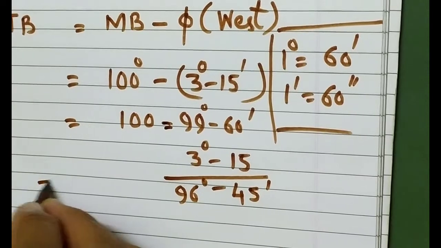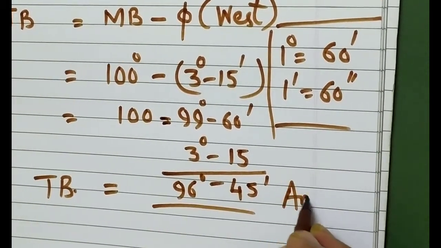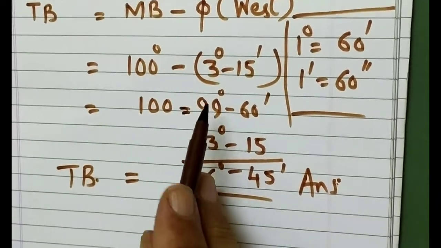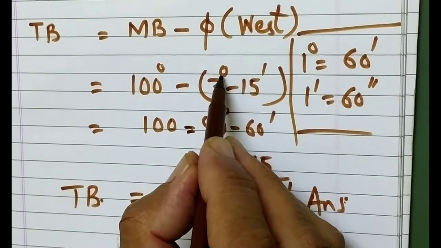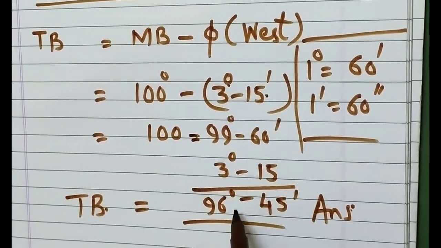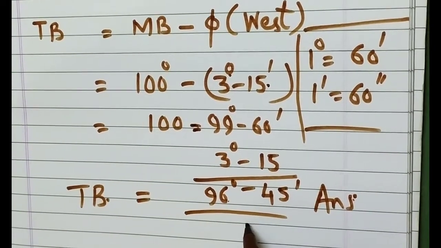So this is the true bearing of the line. See the answer when the declination is towards west in this case. Deducting 3 degrees 15 minutes from 100 degrees, it comes to 96 degrees 45 minutes, which is the true bearing of the line.